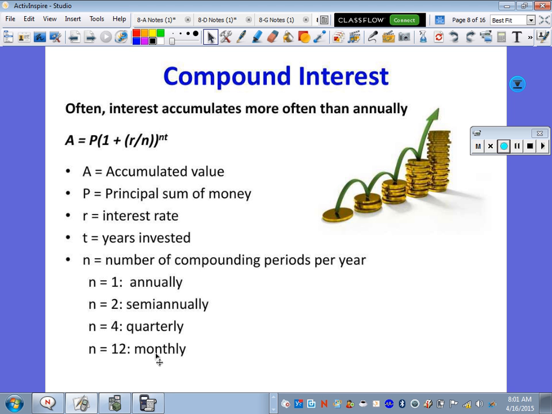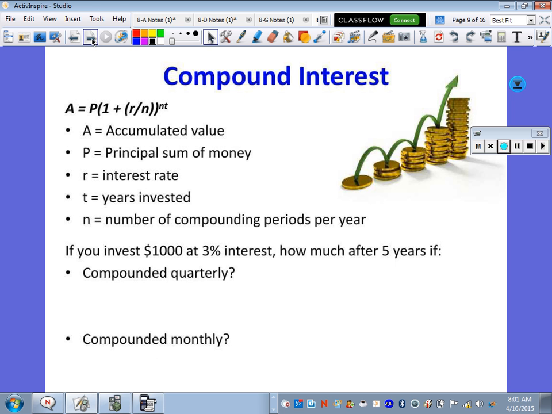Okay, so here let's do one where we're going to do the same one, except we're going to be adding the n into it. So 1,000 times 1 plus 0.03, and quarterly is 4. And then we're going to do 4 times 5, which is 20.